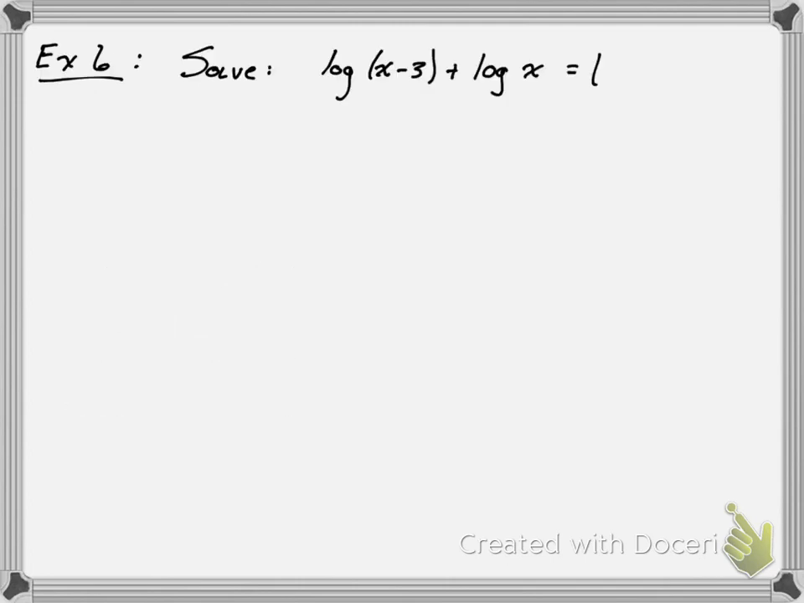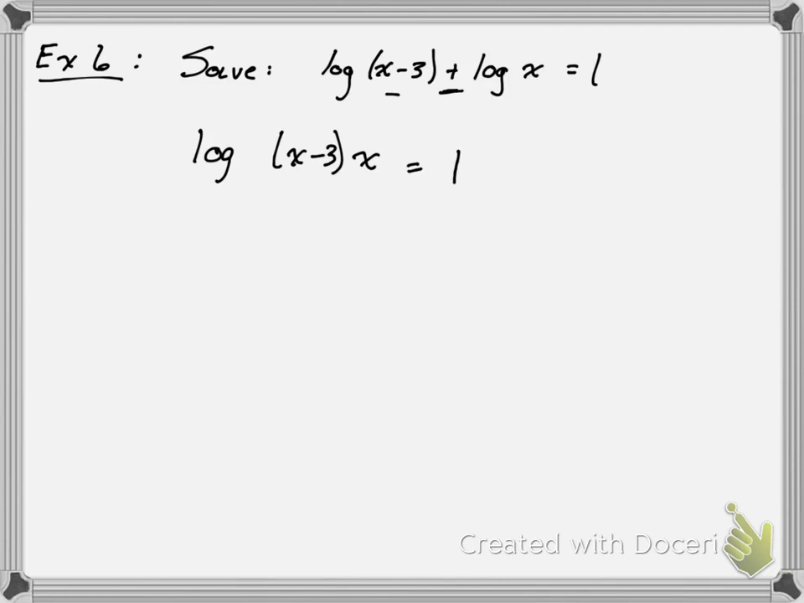Example 6. Now we have multiple logs. You've got to get it to one log. Just like everything else, we only deal with one log at a time. So what does this mean? Addition, based on what we did just yesterday, addition and multiplication are tied together. So I can condense this, and I'm going to end up with the log of x minus 3 times x equals 1.